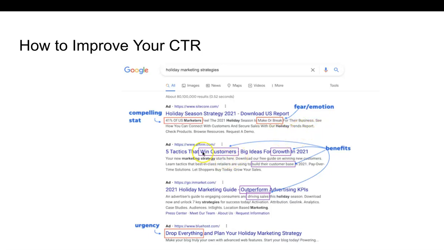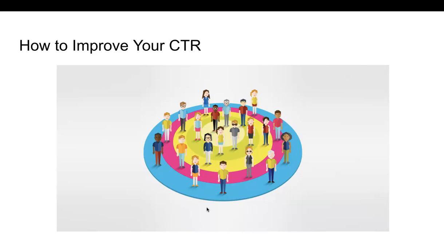Okay. Now here's another example, and this is what we call benefit. This is a benefits ad copy. 5 tactics that win customers. Big ideas for growth. Benefit: build their customer base. That's a benefit. You can outperform. Driving sales. Benefit.